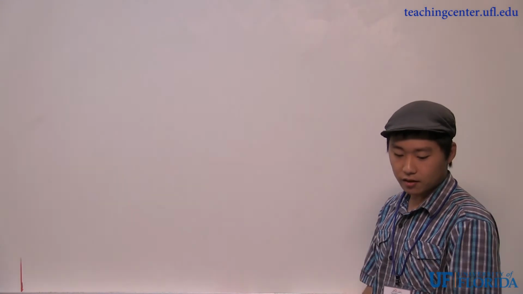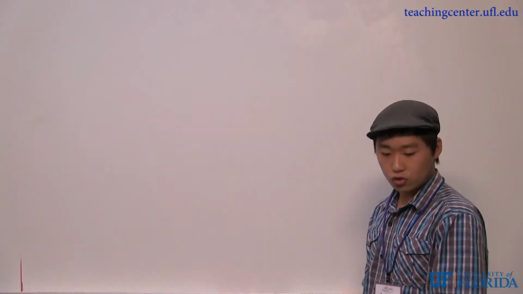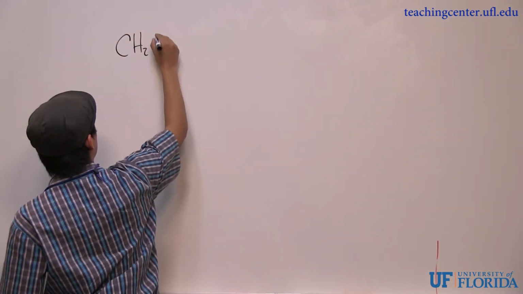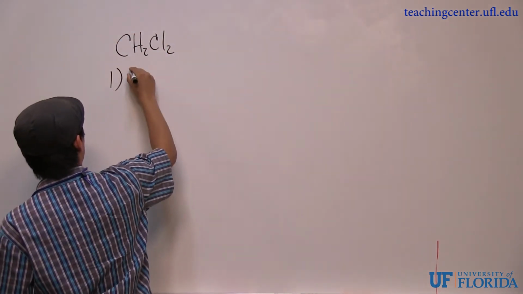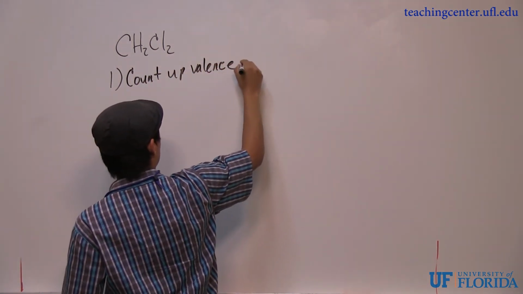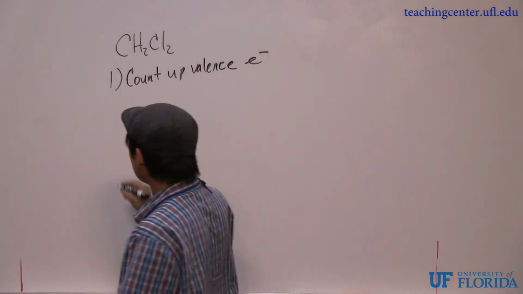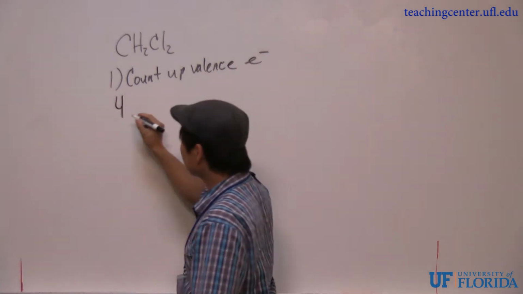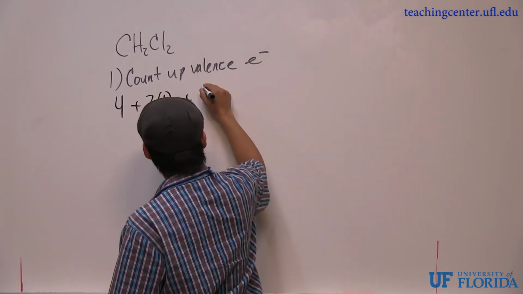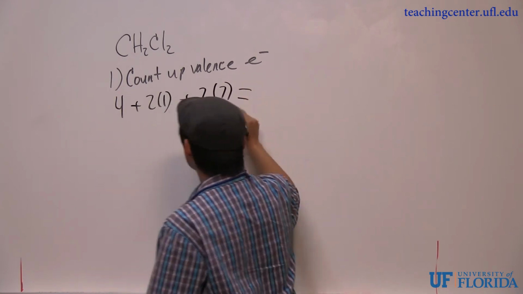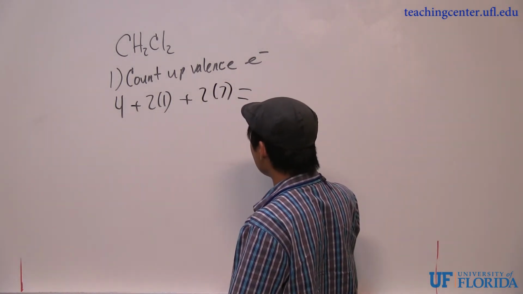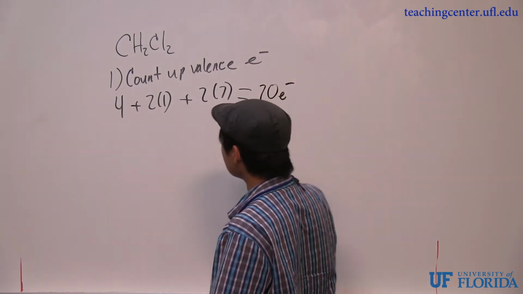Now let's do question 10. We want to draw the best Lewis structure for CH2Cl2. So we have CH2Cl2, and the first step is to count up your valence electrons. So what we have here is we have 4 valence electrons from carbon, plus 2 electrons from the 2 hydrogens, plus 14 from the chlorines. And so what you're going to get is you're going to get 20 valence electrons.